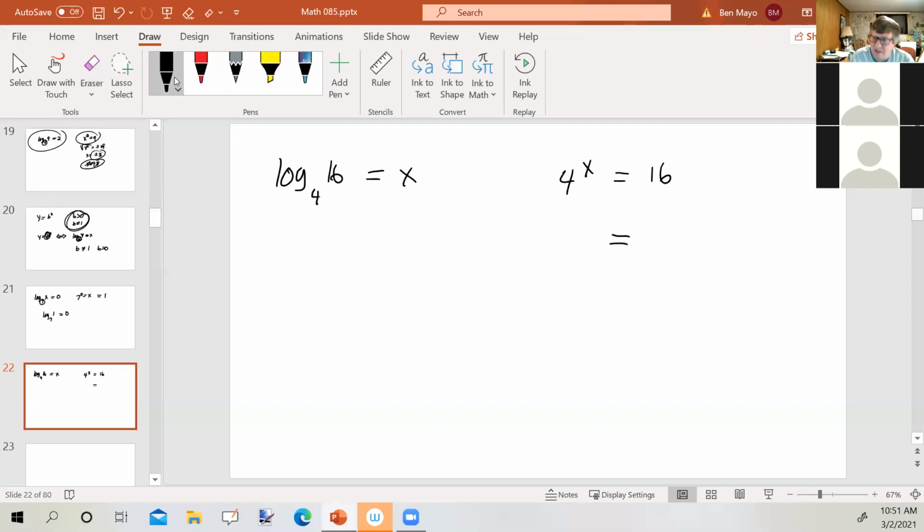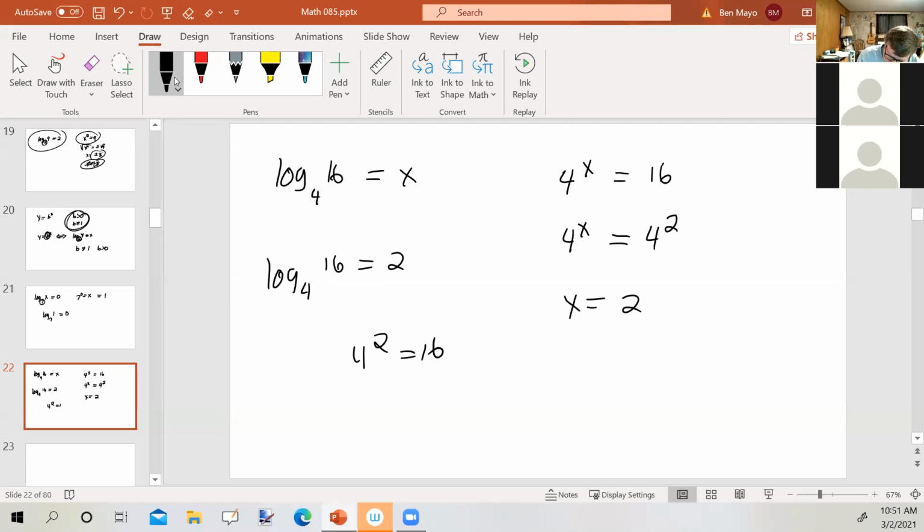Could I write 16 as 4 to some power? Is 16 equal to 4 to some power? Isn't it 4 squared? Therefore, x equals 2. So log base 4 of 16 equals 2, or 4 squared equals 16. Any questions there?